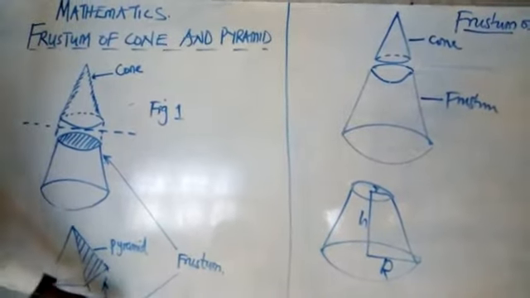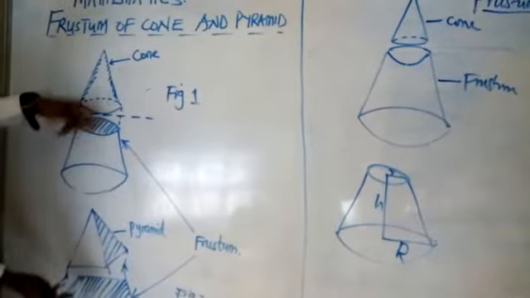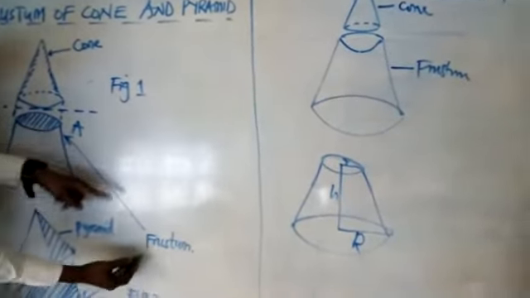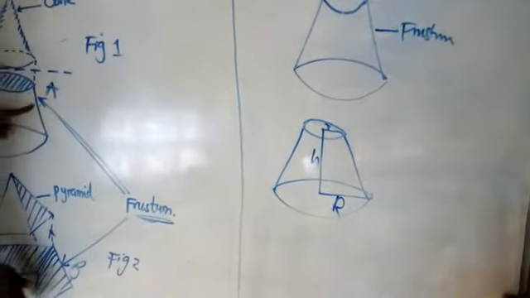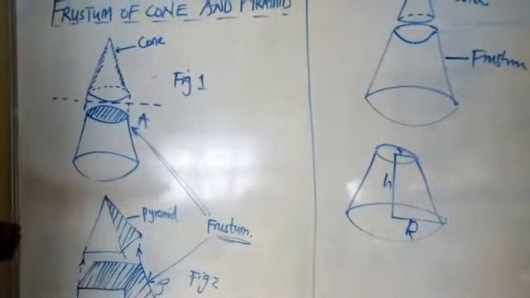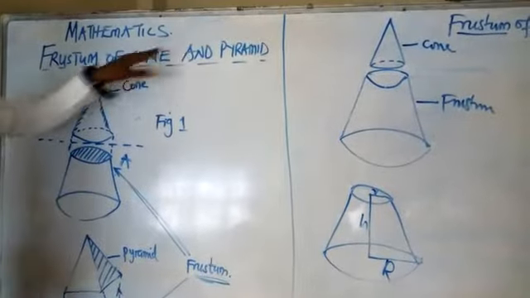By the time you cut a pyramid, you have the smaller pyramid and the frustum. That's why from this diagram you can see this point A and point B. I tagged it as the frustum. So this is frustum, this is frustum, while this is cone, this is a pyramid. Are you following now? So this is what we meant by the frustum of a cone.